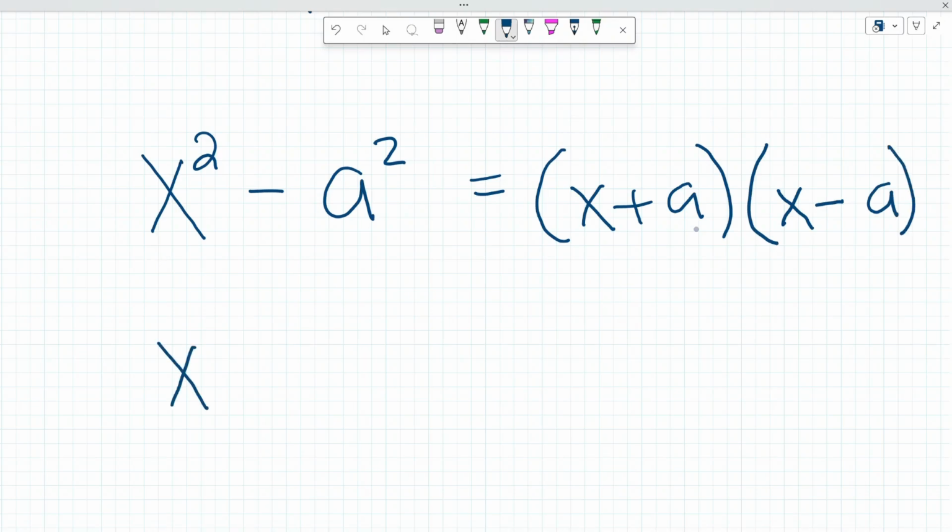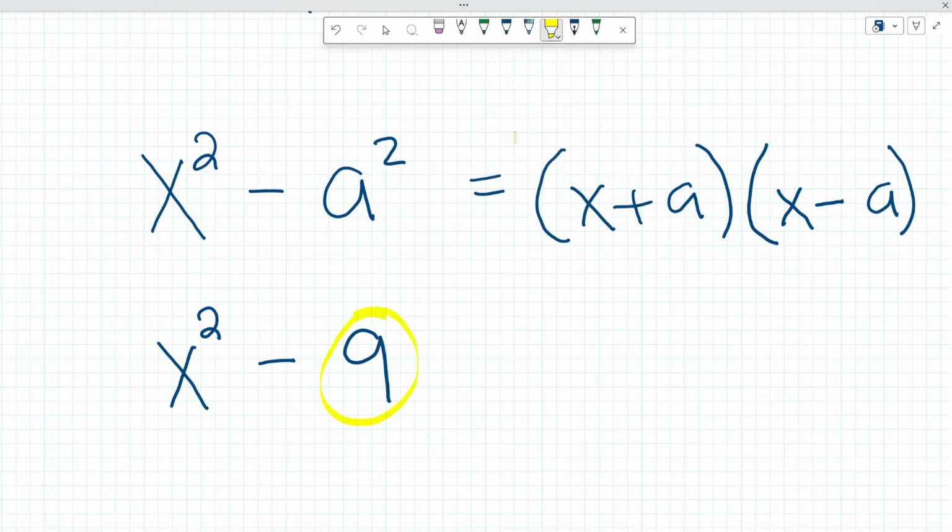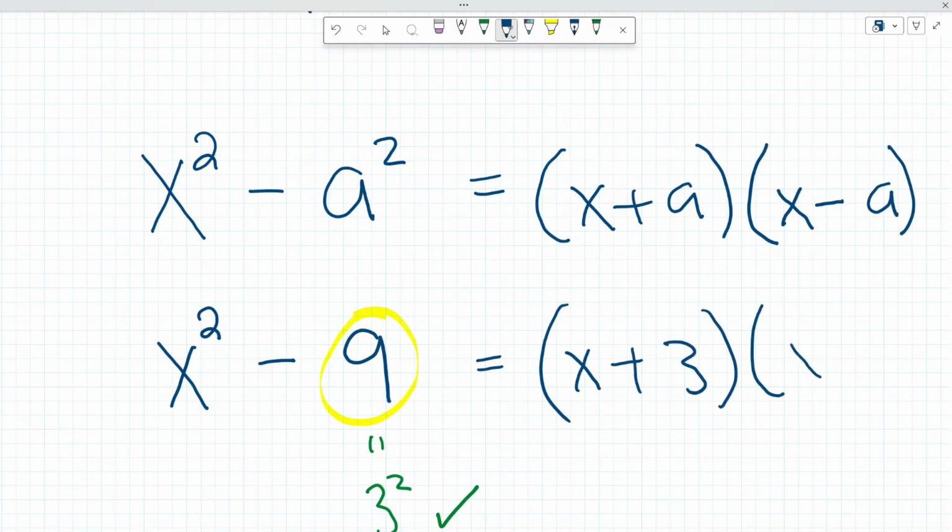Let's take our previous example of x squared minus 9. The first thing we have to think about is, is 9 a perfect square? We've already seen that 9 equals 3 squared, so it works. It's a perfect square. Now we can simply put it in this factored form. So we have x plus 3 and x minus 3. And we're done. That was easy.